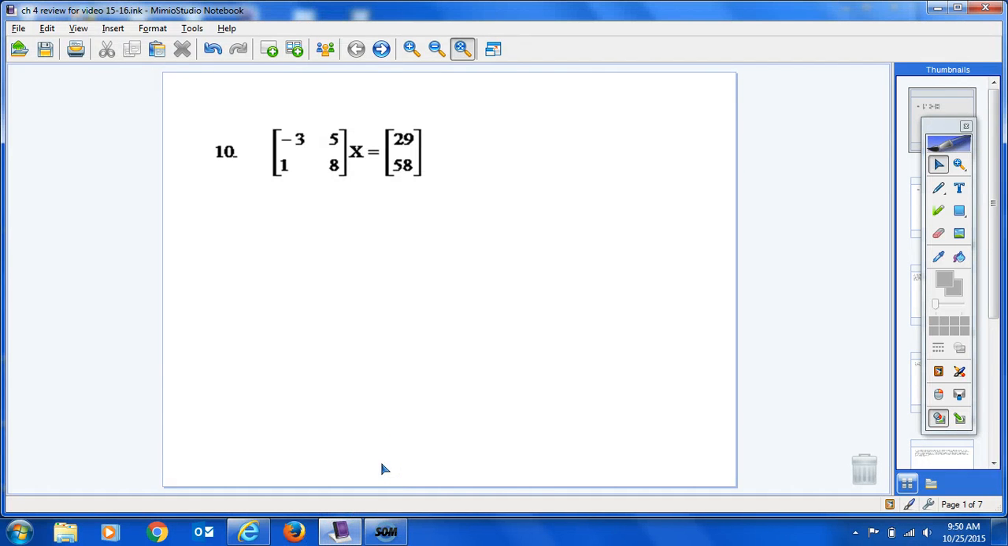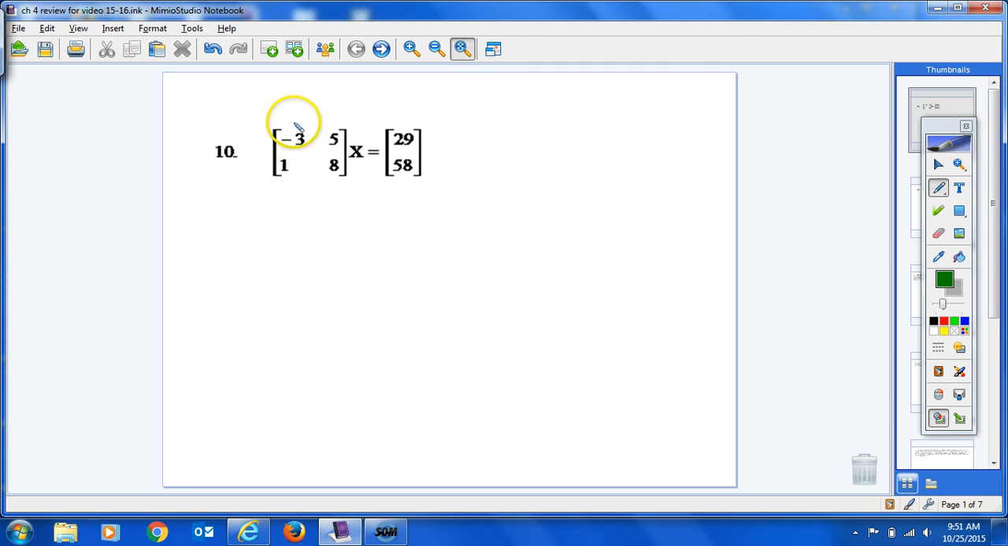Okay, I wanted to provide you with some help on some of the Chapter 4 test review problems, some of the ones that tend to cause people the most trouble. For example, on this problem number 10, we're told to solve this matrix equation using an inverse matrix. So let's just review that process.